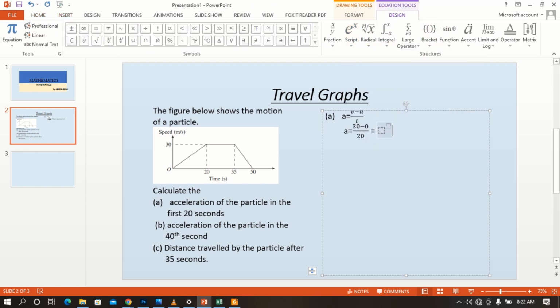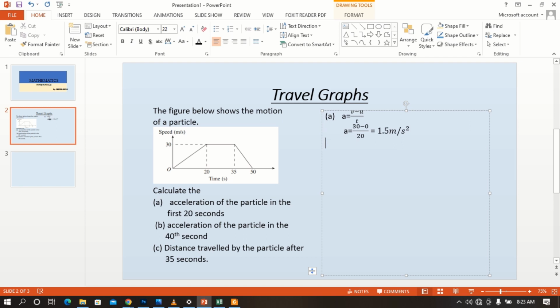Now, we might ask, why is it 1.5 meters per second squared? It is because we are dealing with acceleration, and acceleration is measured in meters per second squared. So this becomes our acceleration for the first part, question A. We now go to B.